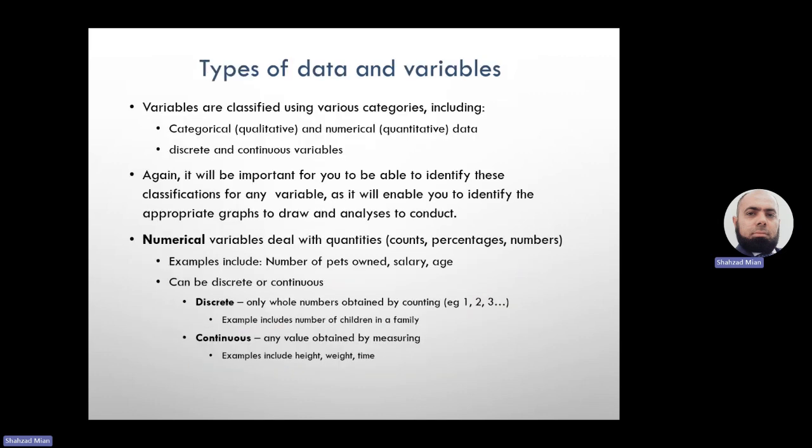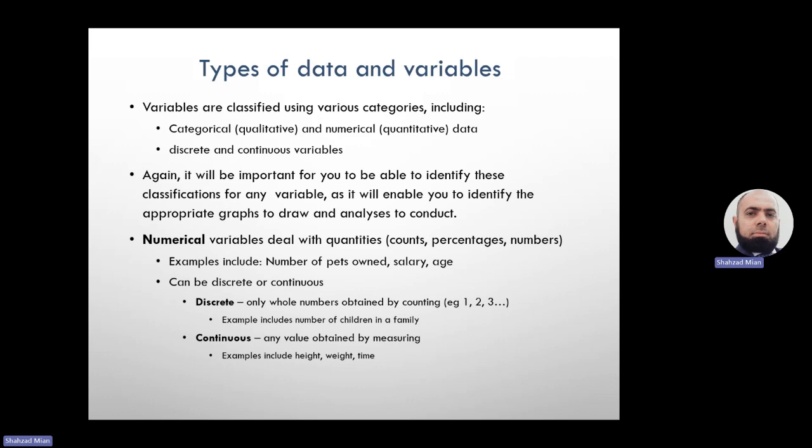So types of data and variables, we can see that variables are classified into categorical, which is known as qualitative, and numerical, quantitative data. So again, categorical is qualitative, and numerical is quantitative data. It also includes discrete and continuous variables. These are some of the categories. We will identify them soon once we see some examples by looking at the appropriate graphs.